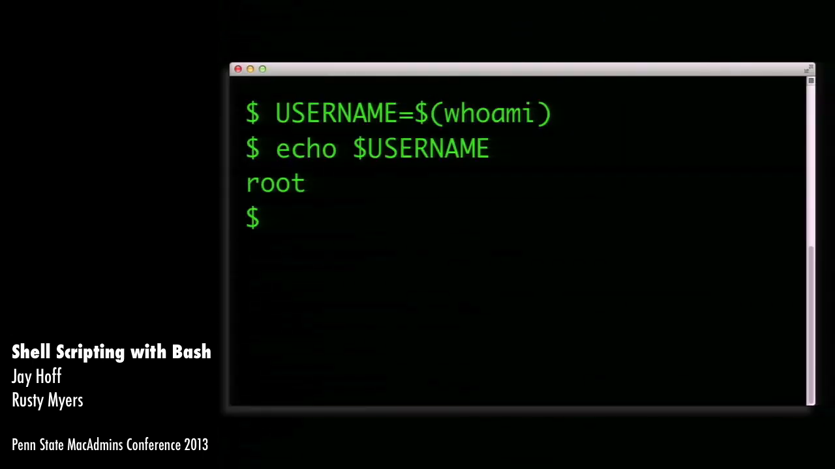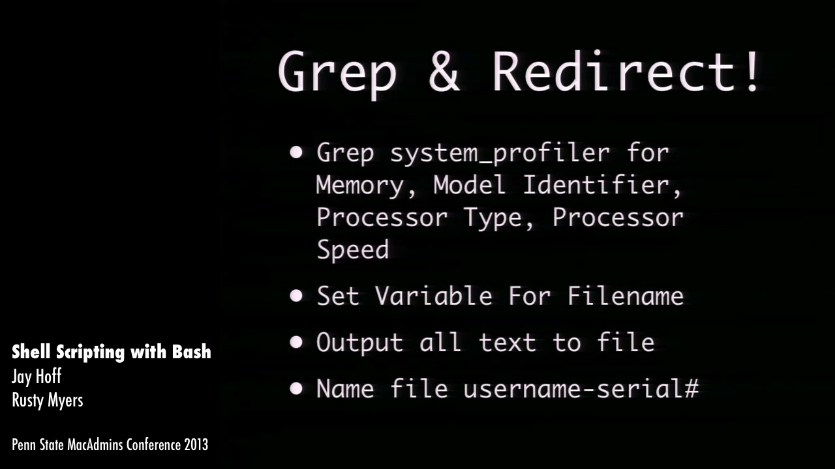So who am I for the username variable? Username equals $ parentheses who am I. It sets that variable after running the who am I command. So the output of who am I goes into the username variable. We echo that out, and we get root, for instance. Answer your question?